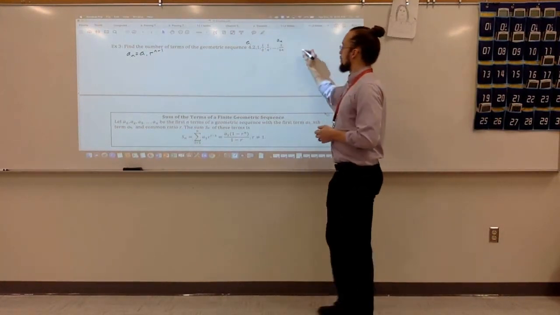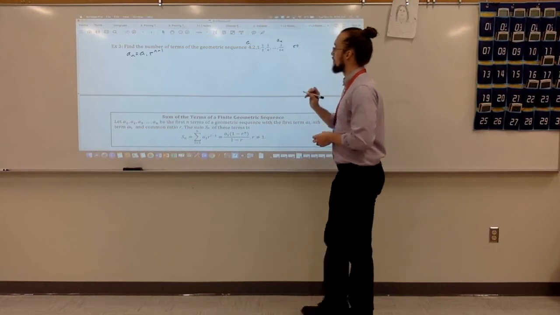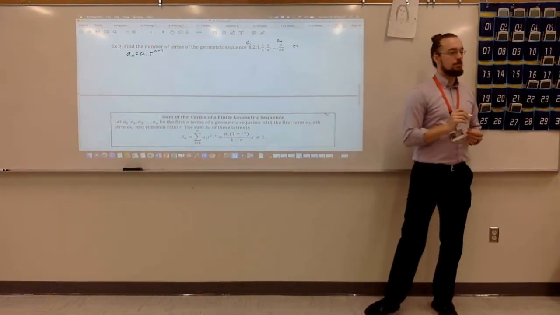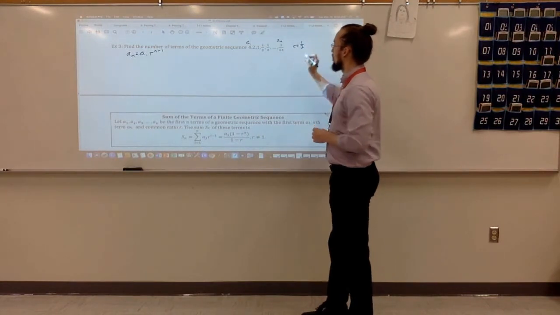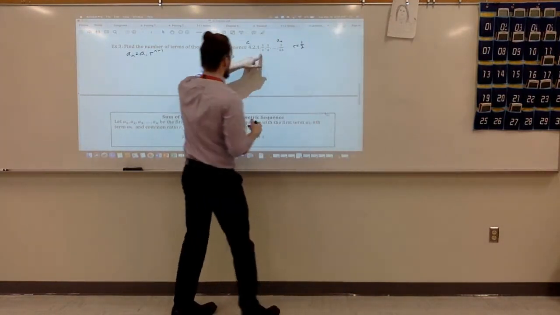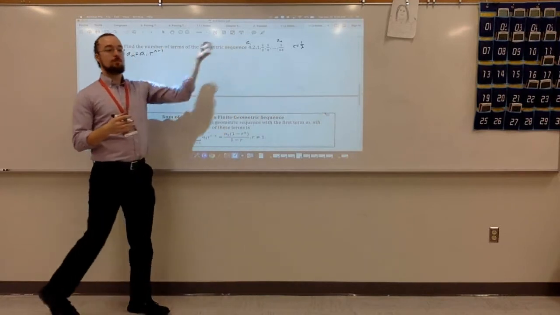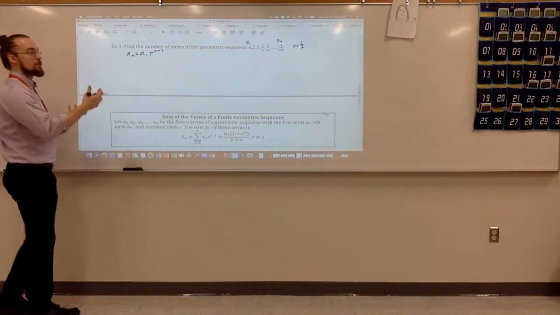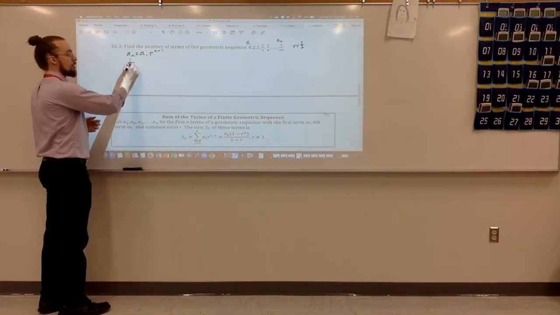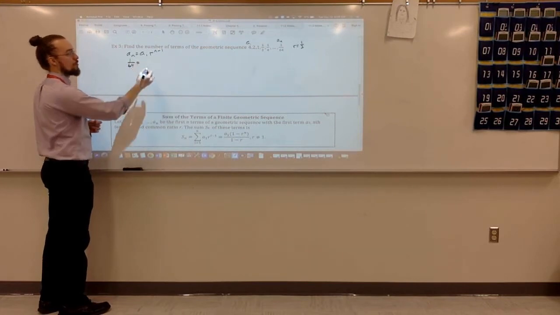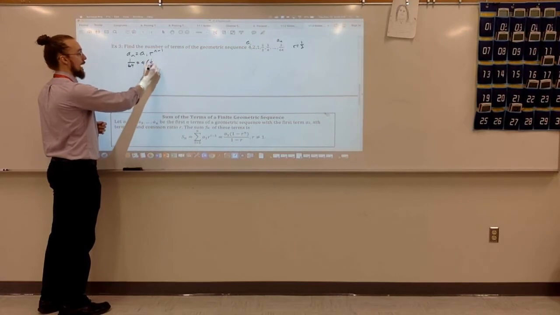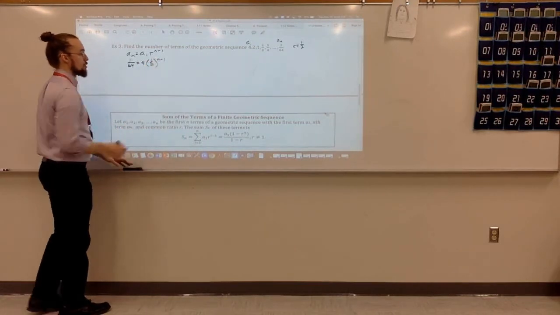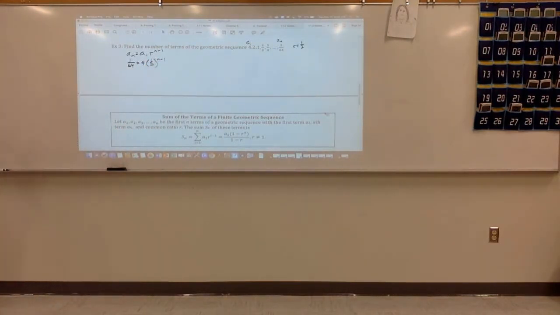What's my common ratio? 1/2. And I'm multiplying by 1/2 every time to get the next term. Remember, another way to do that is to take any term and divide by the term before it. So if I plug all of that information in here, I'll have 1/64 equals 4 times 1/2 to the n minus 1 power. I want to solve this equation for n.